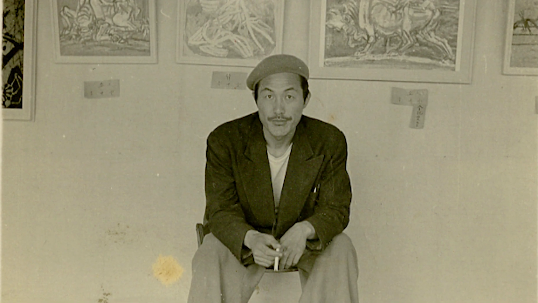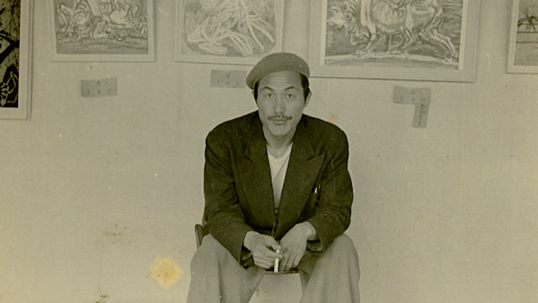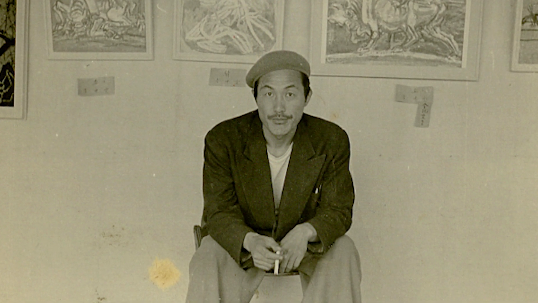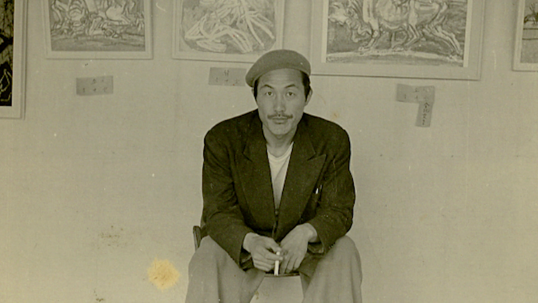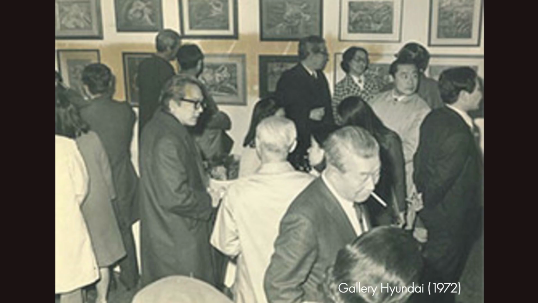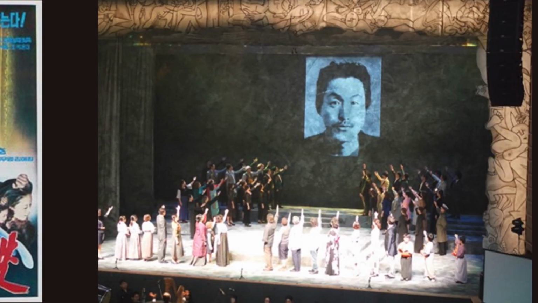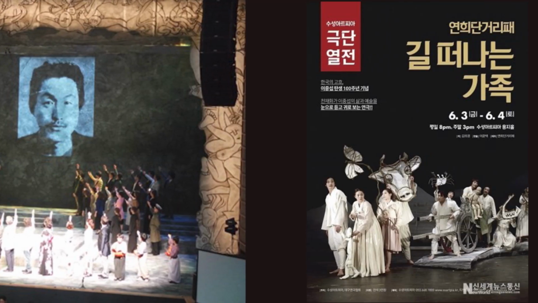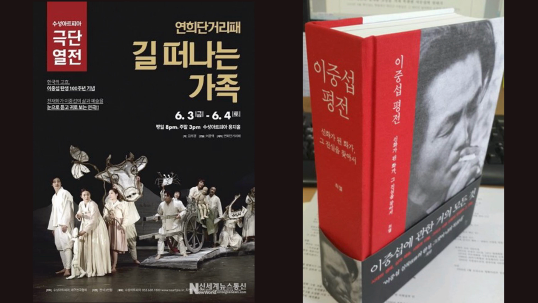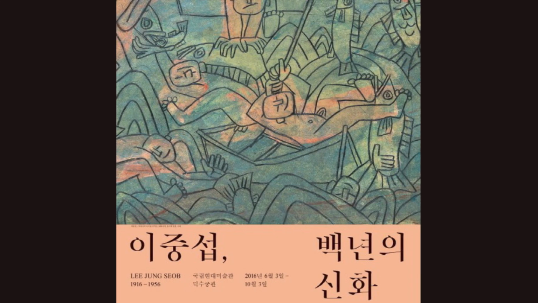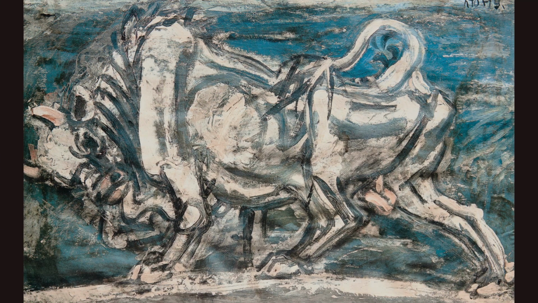Yi was considered a genius in the art community during his lifetime, but it was only decades after his death that he would achieve widespread recognition. In 1972, Seoul's Gallery Hyundai held a solo exhibition of the artist's work, reintroducing him to the public. Since then, his reputation has only grown. He continues to fascinate Korean audiences who empathize with his tragic life and find reflections of themselves and their own struggles in his bull paintings.